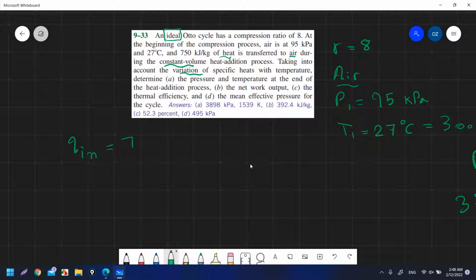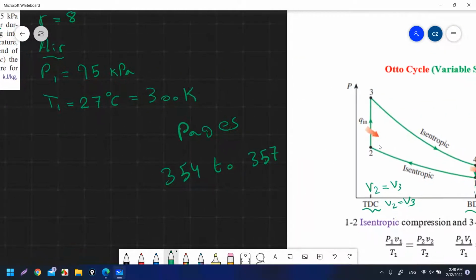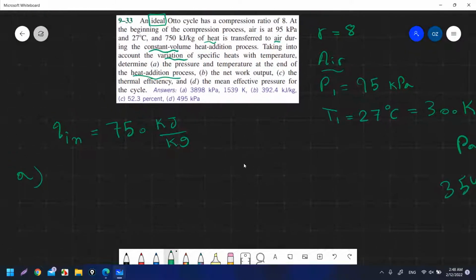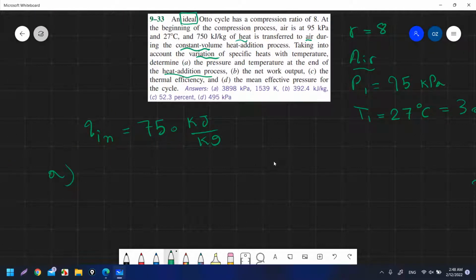Okay, first Qn is 750 kilojoule per kilogram. At part A, determine the pressure and temperature at the end of the heat addition process. The heat addition process is here. The end of this process is state 3. So he wants to find P3 and T3.